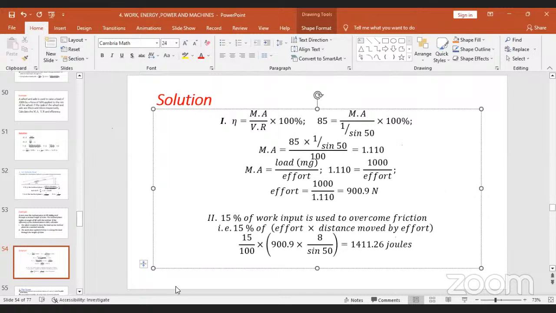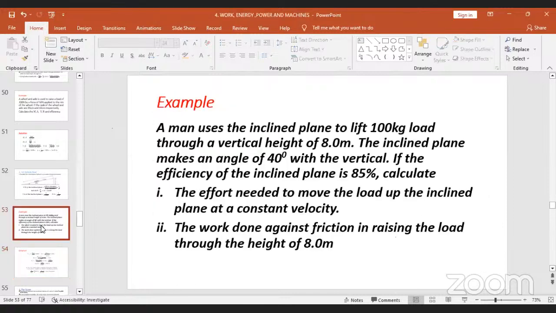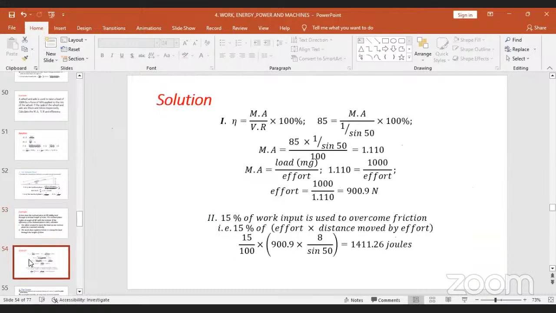Then when you move to part two, let's go back to the question: work done against friction in raising the load through a height of that. Who can explain where 15% is coming from? 15% of work input is used to overcome friction. Where did we get that 15%?